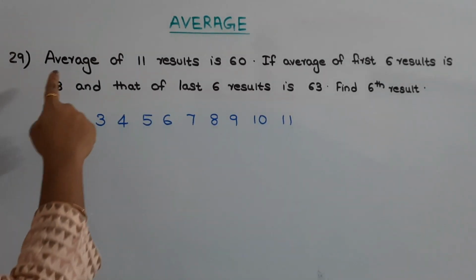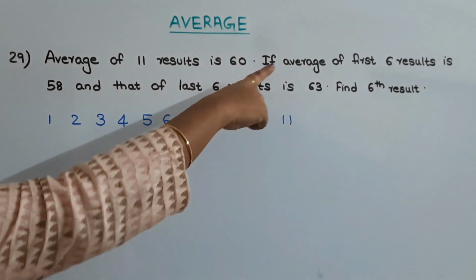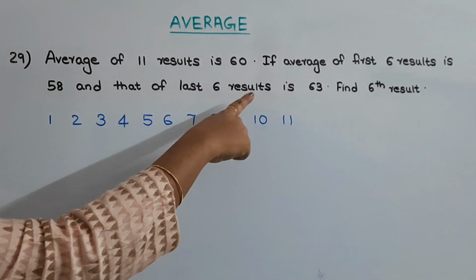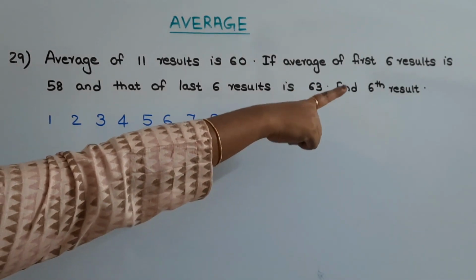29th question is, average of 11 results is 60. If average of first 6 results is 58 and that of last 6 results is 63, find 6th result.